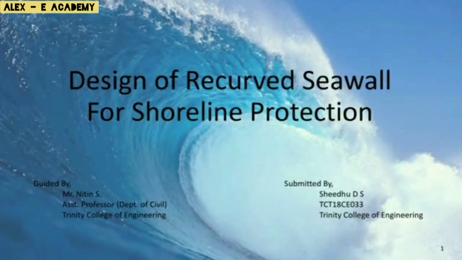Hi all, myself Shedu DS, S5 Civil Department, Trinity College of Engineering. I am here to present my final phase project on design of recurved seawall for shoreline protection.